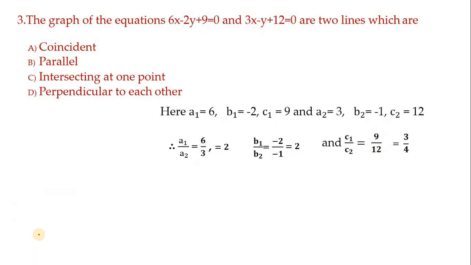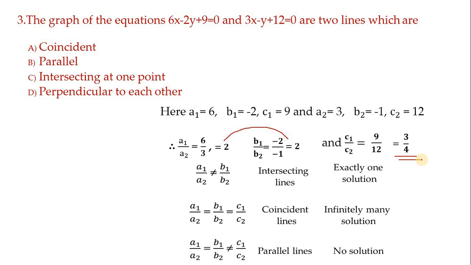Now compare the ratios. These two are equal, means A1 by A2 equals B1 by B2. But C1 by C2 is not equal to these two ratios. So therefore, look at this table and identify the answer yourself. So we have this option.